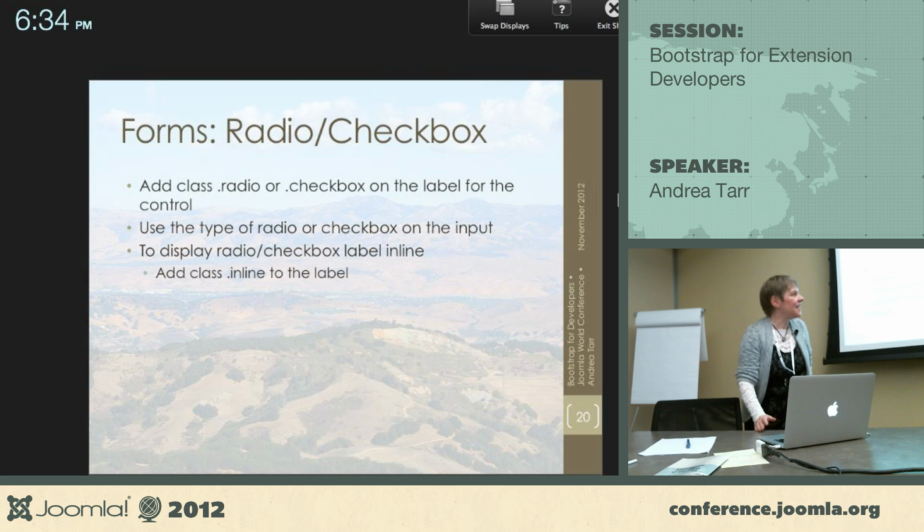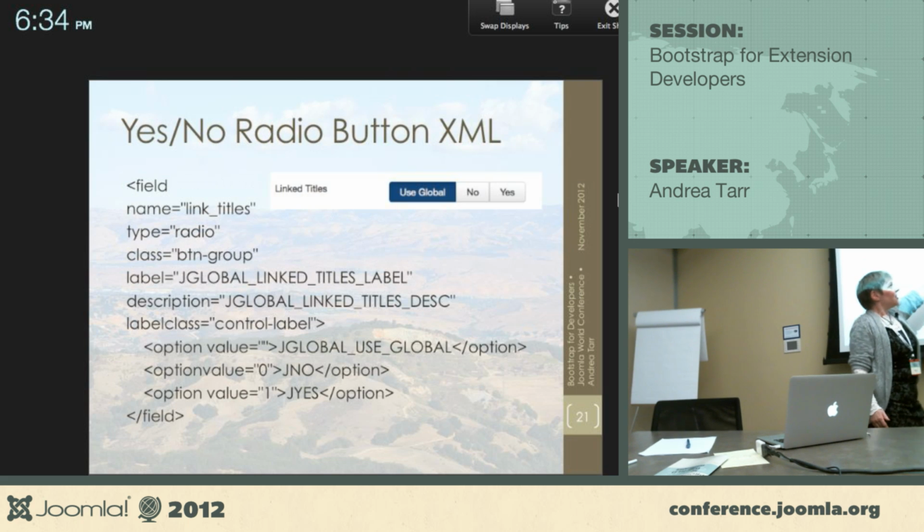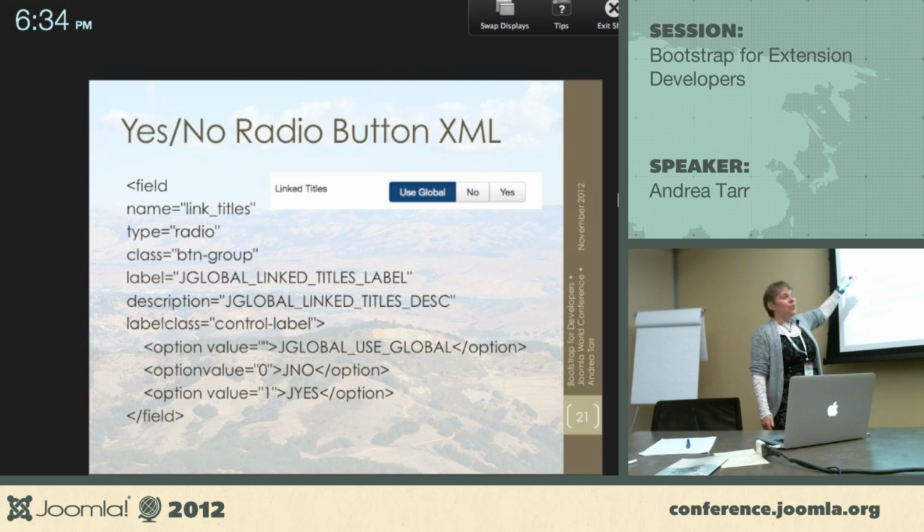And you've all seen these little yes/no buttons. Those are actually just radio buttons. And the way to make that a radio button, using the JForm, this is in your XML, all you need to do is make the class btn-group, and then the label class is control-label, and it'll do that for you. It'll look like that.